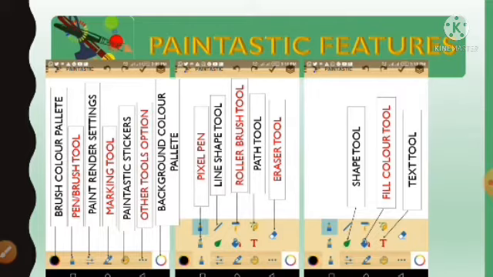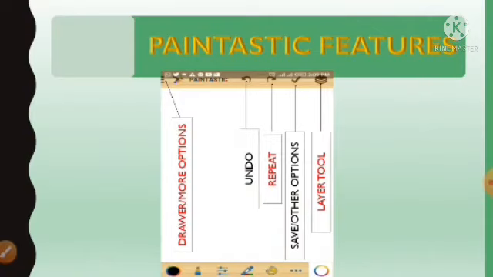Is that understood? Now starting from the left, you have the brush color palette, the paintbrush tool, paint render settings, marking tool, Paintastic stickers, other options, the background color palette, the pixel pen, line shape tool, roller brush tool, path tool, the eraser tool, the shape tool, the fill color tool, the text tool, also the drawer or more options button located at the top left corner of the Paintastic app, and then you have the undo button, the repeat button, the save or other options button, and lastly the layer tool. You can see them all labeled.